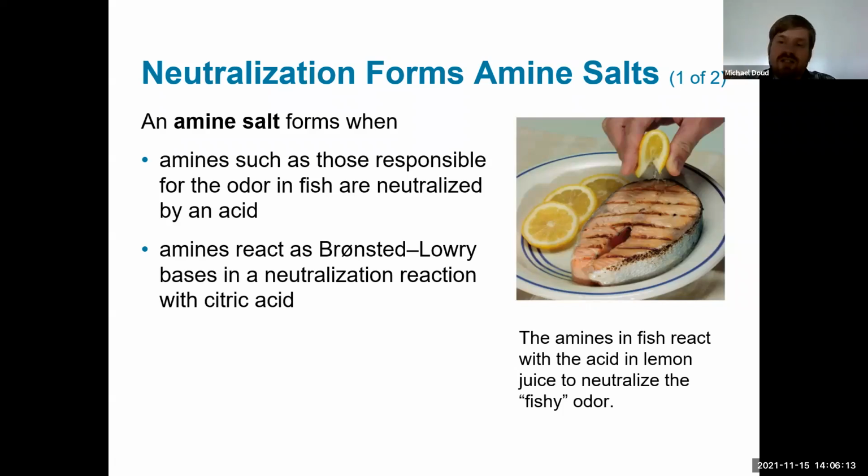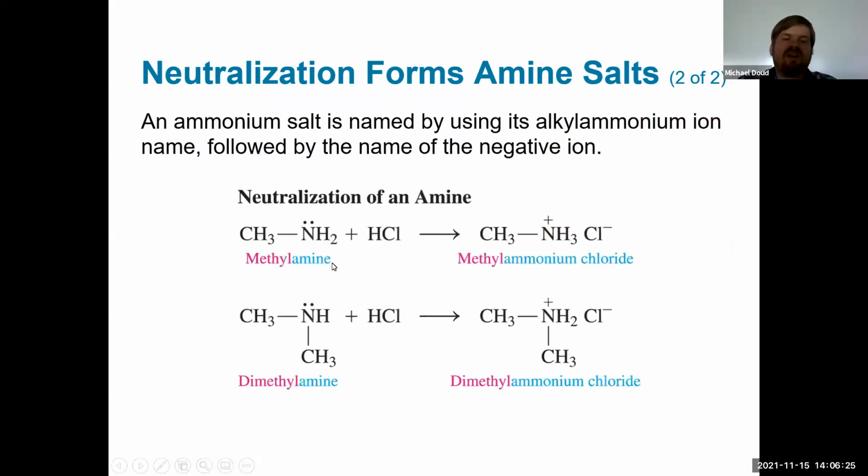When you add acid to it, then they form an ammonium salt. And that ammonium salt then is no longer volatile. It has to stay on the fish, so you don't smell it as much. Okay, so for example, you can take methylamine and add HCl, and what happens is you form the methylammonium ion with the chloride left over from hydrochloric acid. That becomes methylammonium chloride. Dimethylamine then would be dimethylammonium, and with the counter ion from the strong acid, that's dimethylammonium chloride.